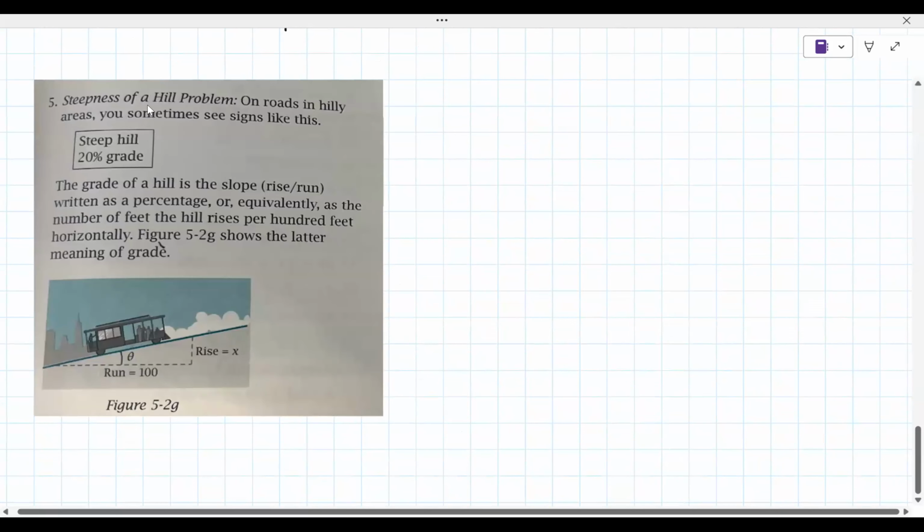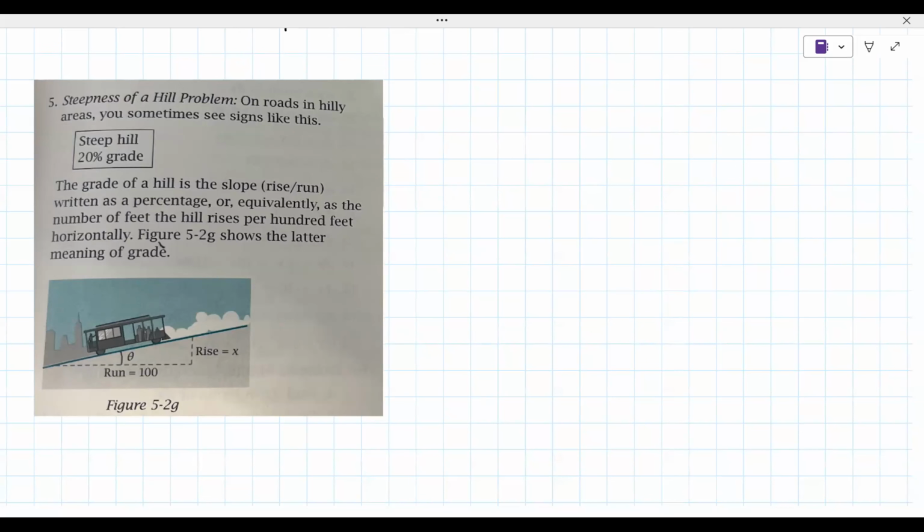All right, so the steepness of a hill problem. On roads and hilly areas, you sometimes see signs like this: steep hill, 20% grade. You actually never see that because that's crazy steep for roads. 6% is a lot, 7% is a lot. The grade of a hill is the slope, rise over run, written as a percentage or equivalently as the number of feet the hill rises per 100 feet horizontally. When you're driving really fast, you don't notice it, but it's pretty severe. So that's the picture here of this trolley going up a steep slope, probably in San Francisco.